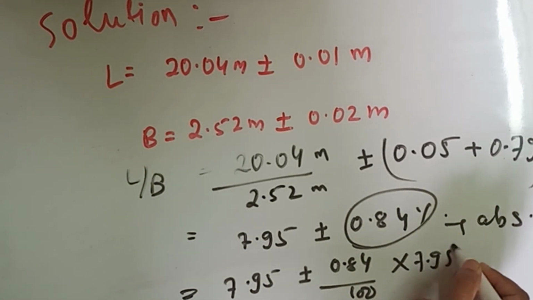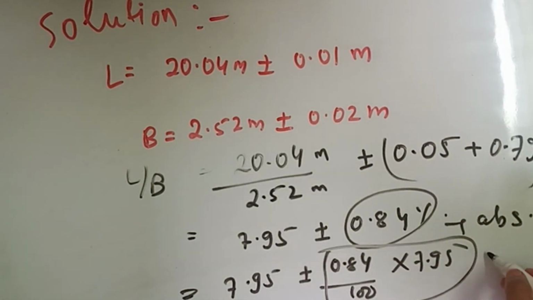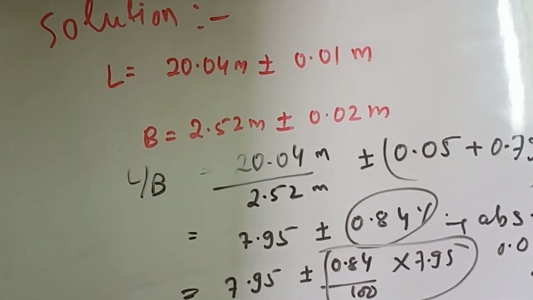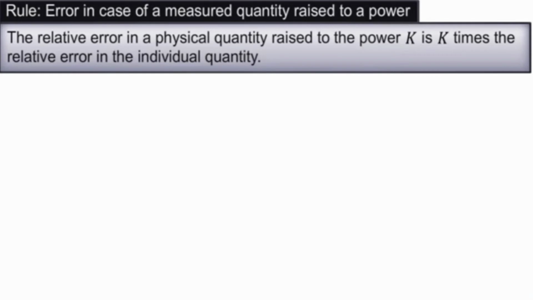Same procedure we're doing, but this time it is the percentage of what? 7.95. So don't skip the step. Here it is a percentage of 7.95, means the quotient. So this is how you convert the percentage error into absolute errors. Now another rule, the third rule, is error in the measured quantity raised to a power, means if the quantity is raised to some constant power.